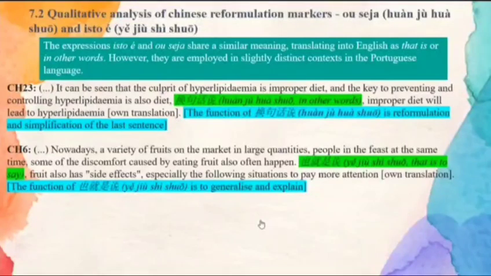Ch6. Nowadays, a variety of fruits are on the market in large quantities, and people feast on them. At the same time, some of the discomfort caused by eating fruit also often happens. That is to say, fruit also has side effects, especially the following situations to pay more attention to. In this context, Yi Zhu Shi Shuo is used to lead the reader to a further understanding of the phenomenon mentioned earlier, that fruits may cause some discomfort. It serves to summarize and explain in order to give the reader a clearer understanding of what the author is saying. All in all, Yi Zhu Shi Shuo serves as a link between the preceding and the following text.